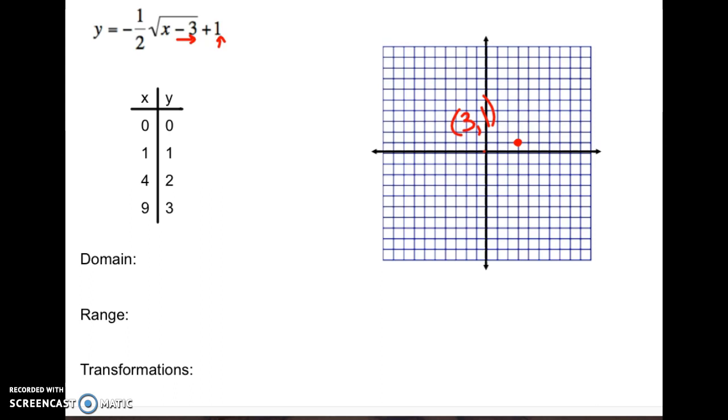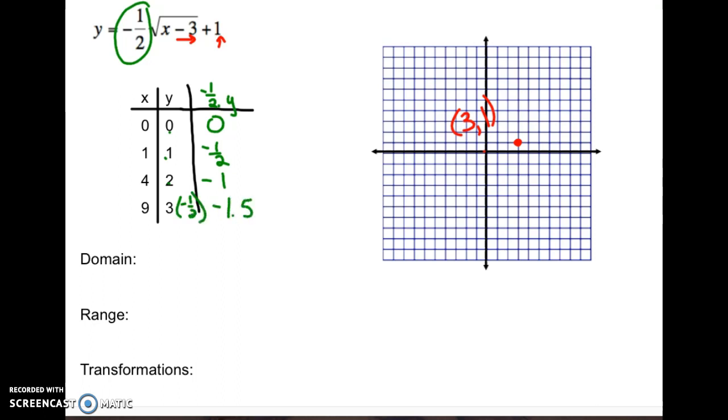So I'm going to add another column here because there's a negative half out in front. So negative 1/2 times y. Well, 0 times negative 1/2 is still 0. 1 times negative 1/2 is negative 1/2. 2 times negative 1/2 is negative 1. 3 times negative 1/2 is negative 3/2 or negative 1.5.